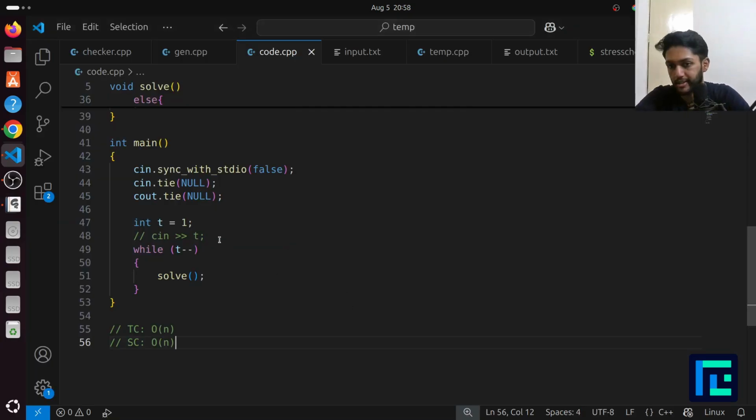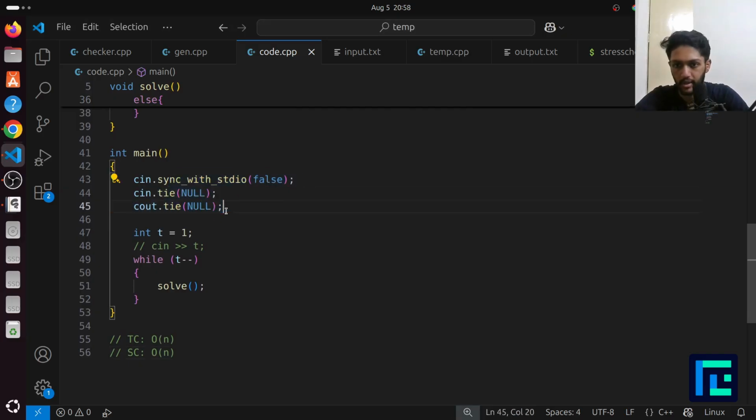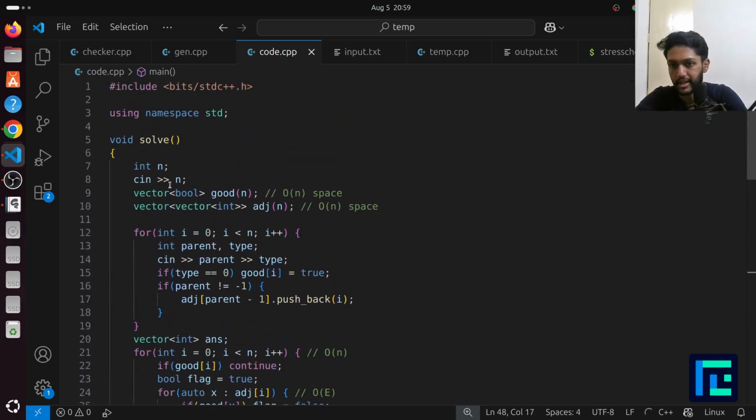So in the code I have the fast IO, and I don't need this cin t, but I just made it 1 and I'm calling the solve function. So it is just a template. If you have test cases, then just uncomment this and it will work, right? Then in my solve function, I have int n, cin n, I'm just taking the input.